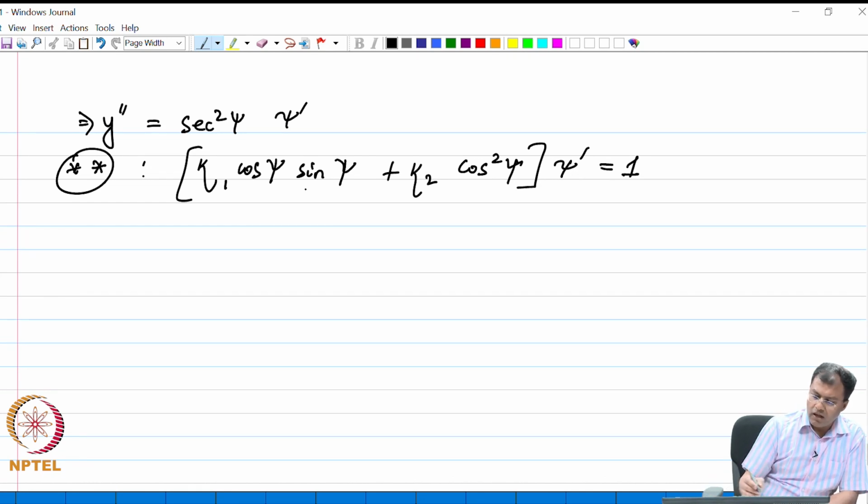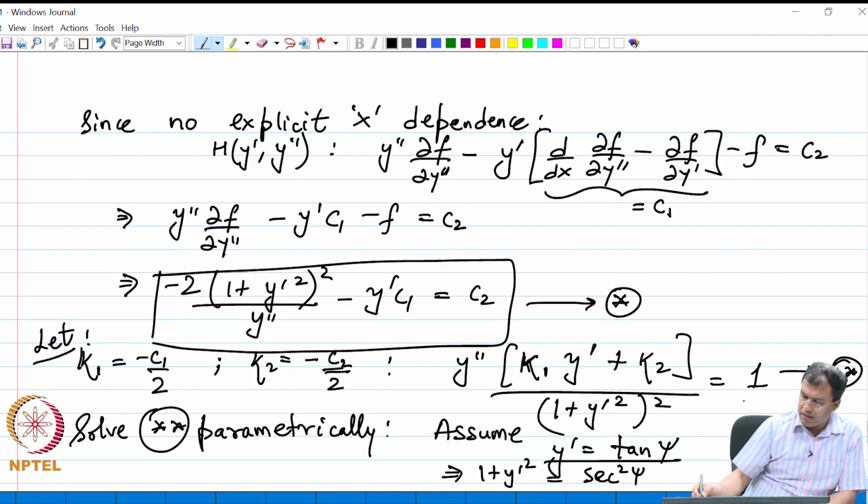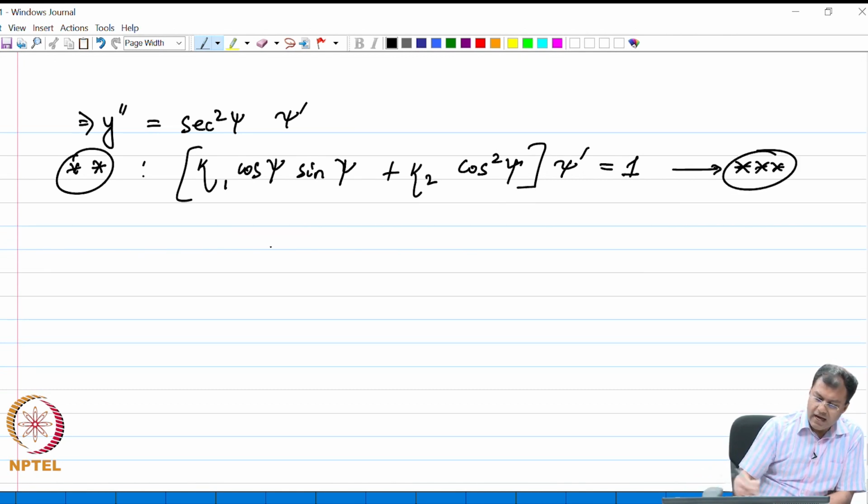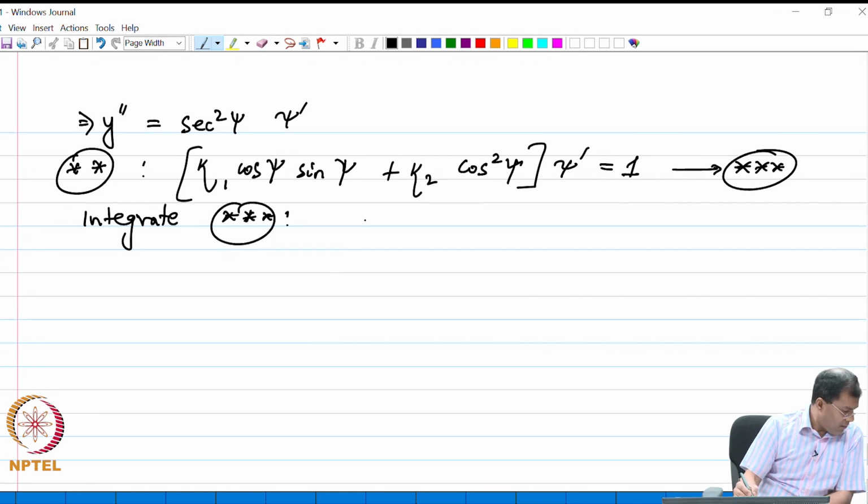So, after substituting all these expressions for y double prime, 1 plus y prime square and y prime in my expression double star, I am going to get the following expression completely in terms of psi, which I can integrate. Let me call this triple star. I can integrate triple star to come to a point where I can find the solution. Notice that this prime is derivative of psi with respect to x. So, I can integrate and find the x coordinate by integrating triple star.